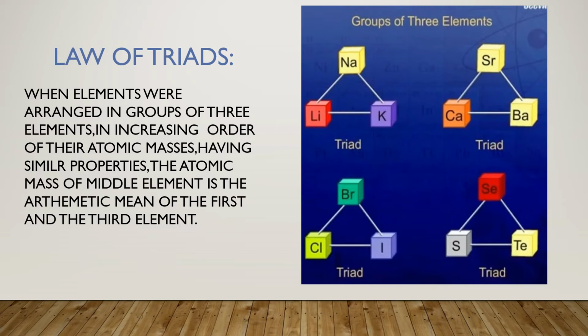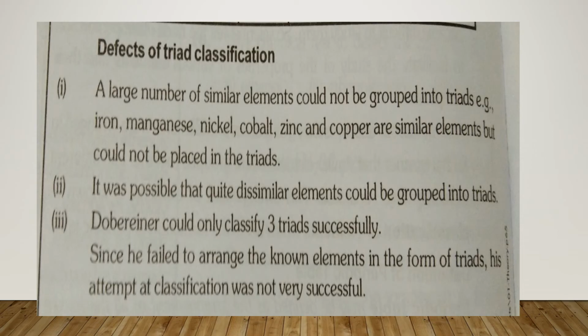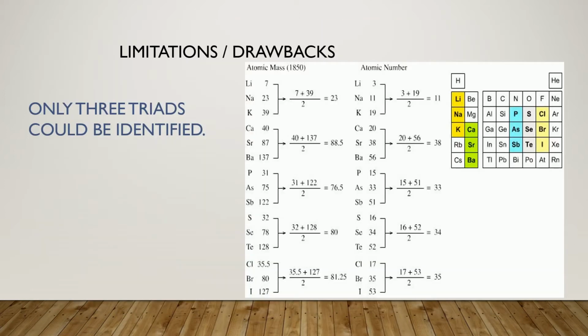I hope you must have read it. So what was the first drawback of Dobereiner's triad? That he could identify only three triads which were satisfying his principle as well as the properties. Then another drawback was he could not arrange all the similar elements into sets of triads, and some of the triads which he designed were not similar in their properties. So these were the major drawbacks of Dobereiner.